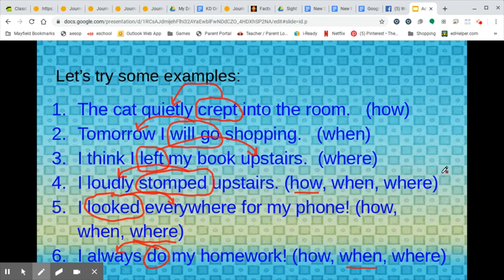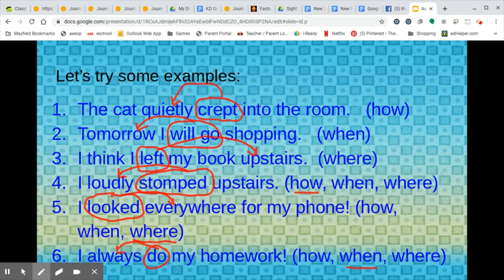Now, do you think you could have more than one adverb in a sentence? Sure, why not? If I said, I always do my homework, what else could we add? I always do my homework easily. Okay, that would tell me how I did it. Or I never do my homework here. Here would be an adverb as well.